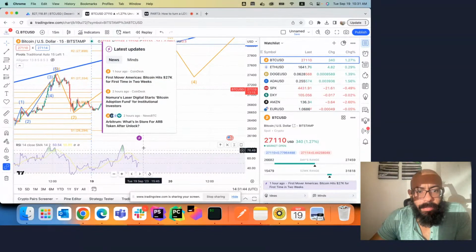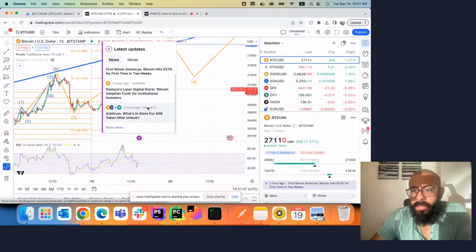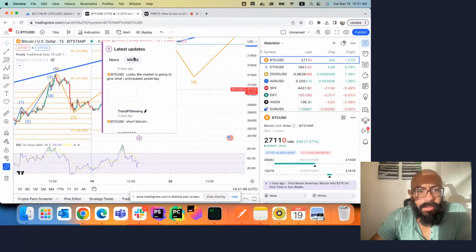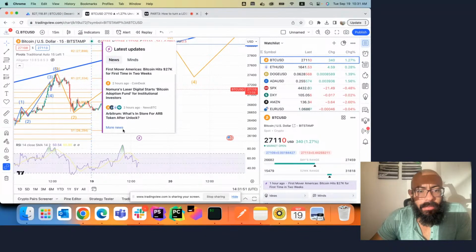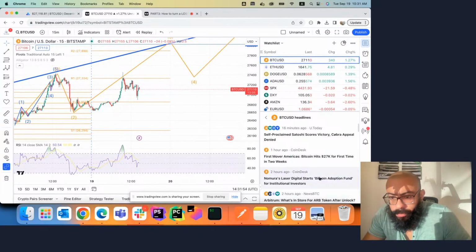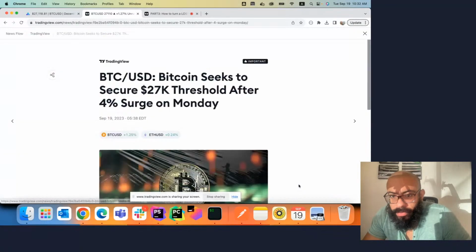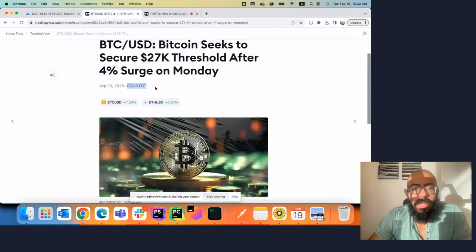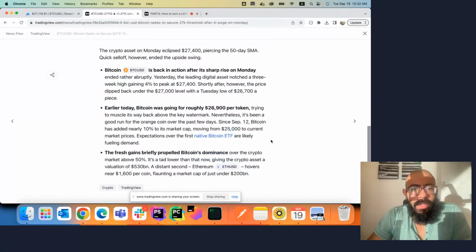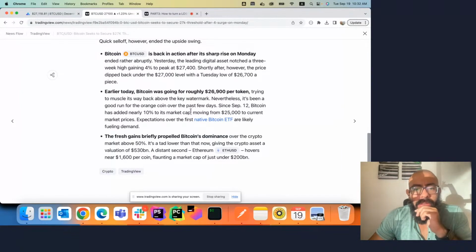Let's see if there's any news happening or something going on. First Move in Americas said Bitcoin. Nothing is happening here. More news. That was early, like 5 hours ago. Bitcoin is back in action after its sharp rise on Monday ended rather abruptly yesterday. The leading digital asset notched a 3-week high. Earlier today, Bitcoin was going for roughly 26.9K per token. That's good.